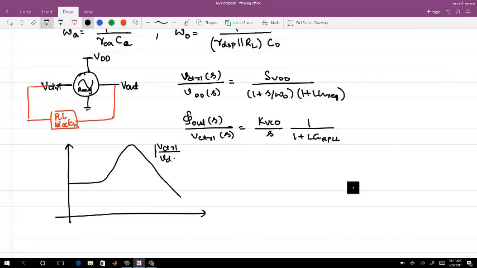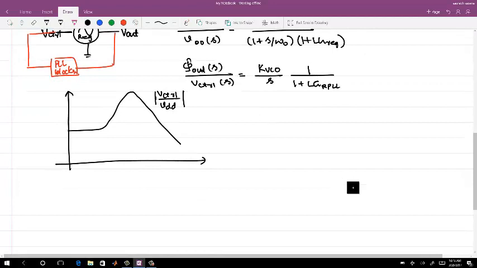And what can you comment on the phi out by V control? We are considering phi out, not V out. For the regulator, what you are saying is right. So let me just do it this way. I have not yet considered that, that's another step.